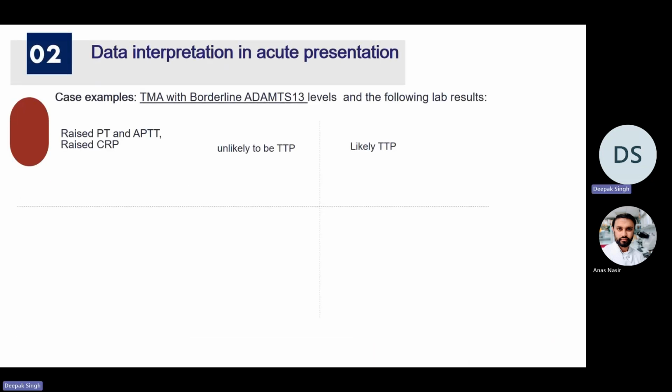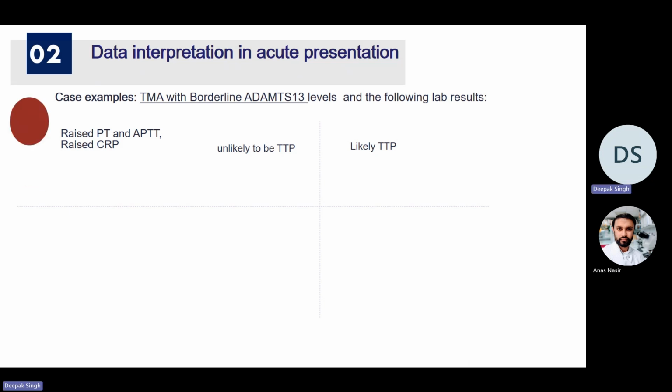So if we look at how this looks in a clinical picture, just as an example: if you get a TMA, which is confirmed red cell fragmentation, genuine red cell fragmentation with thrombocytopenia, and you get borderline results or results that you think are not in keeping with ADAMTS13, you start thinking, is this TTP or unlikely to be TTP? And then you'll start looking at some results. You'll have a lot of results coming through. This is just an example.